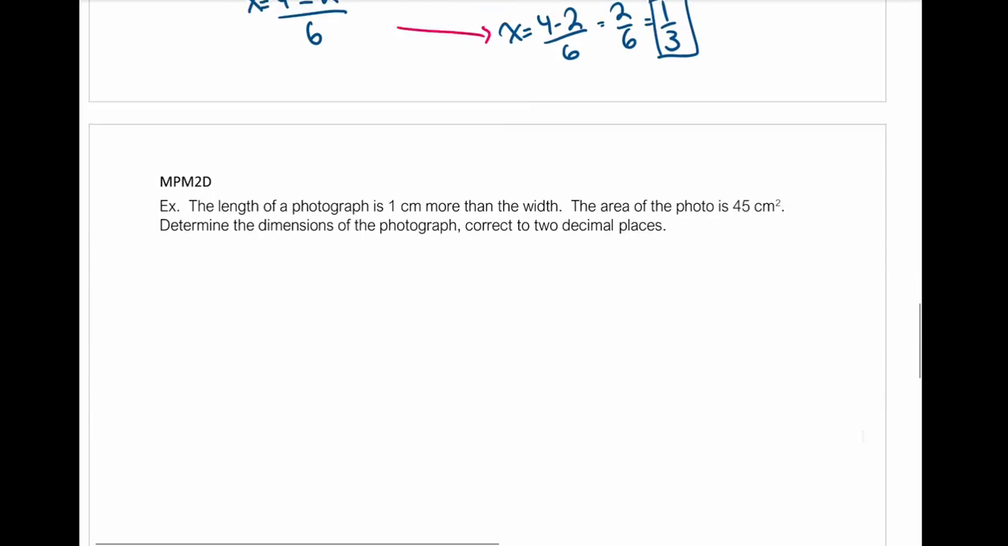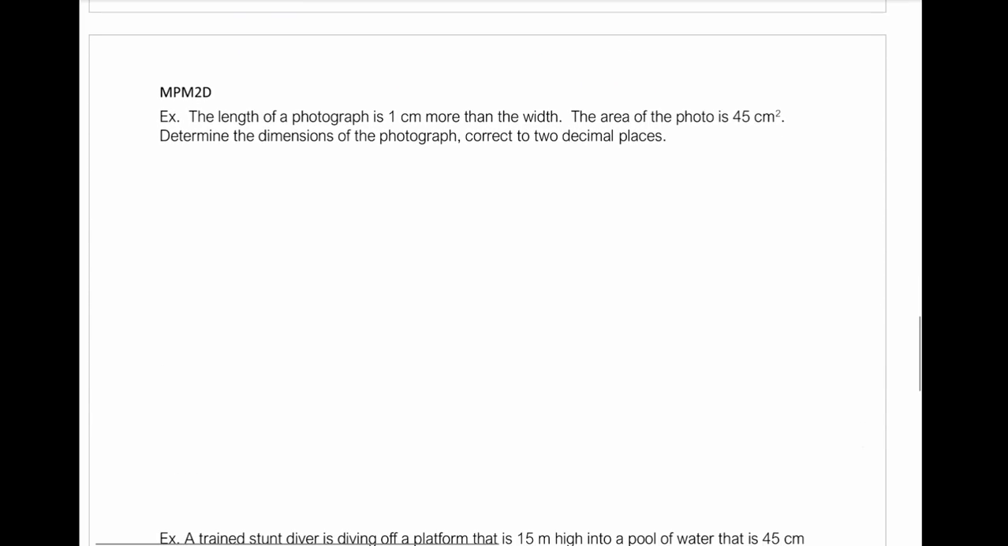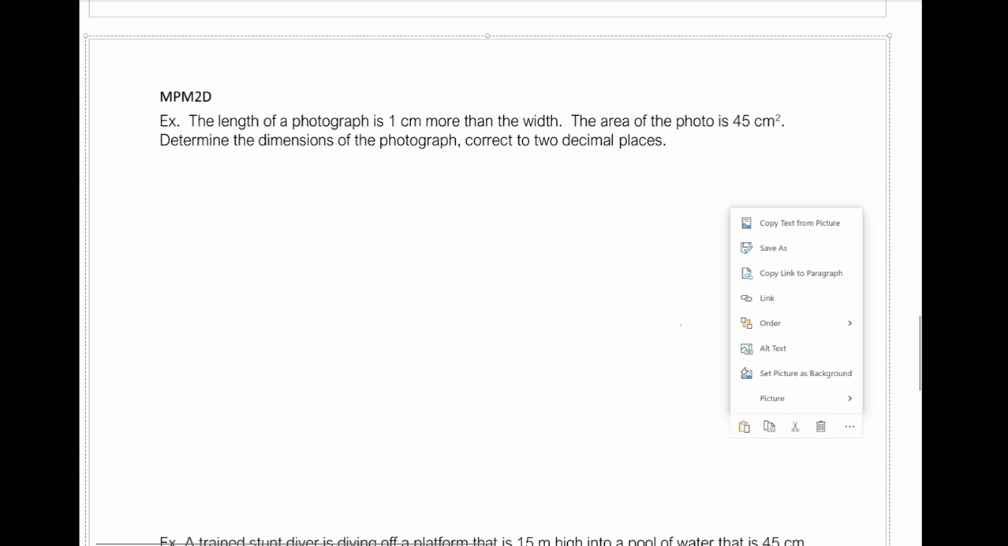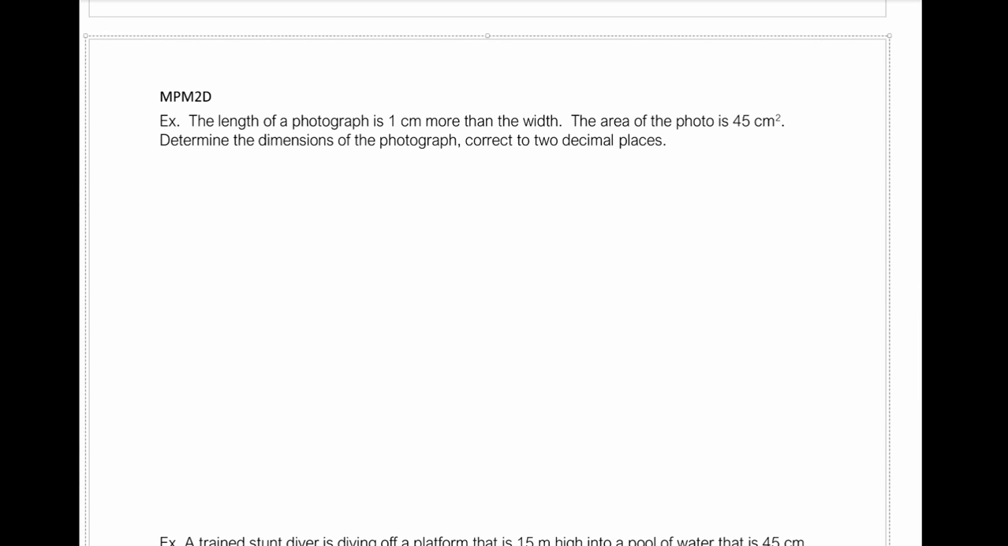What we're going to look at here is situations or kind of word problems. There are things that we've kind of seen before, but now we're going to use the quadratic formula to solve them. So for the first one, the length of a photograph is 1 centimeter more than its width. If the area is 45 centimeters squared, determine the dimensions of the photograph, correct to 2 decimal places.